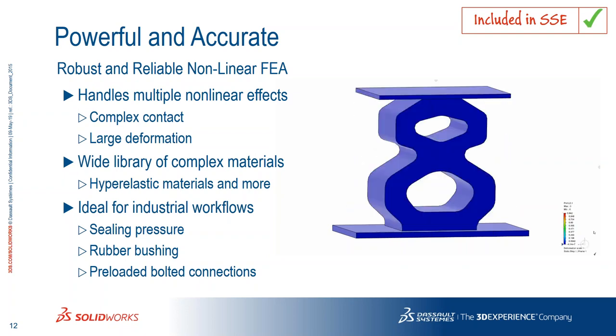We have, of course, a wide library of complex materials. You can also transfer the material from SOLIDWORKS Simulation and from Materiality if you are using it. So, very interesting. And it's ideal for industrial workflows like sealing pressure, rubber bushing, steel-rubber joints, or preloaded bolted connections, and so on. There is a lot of stuff you can analyze with SSE.